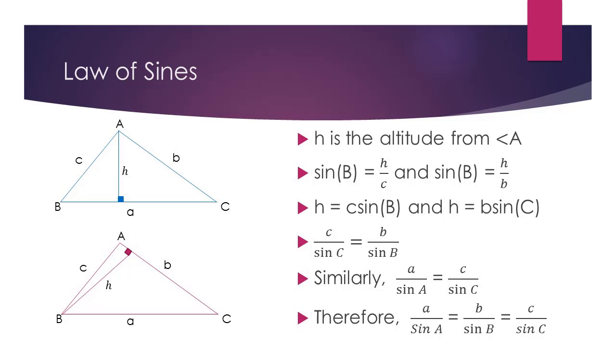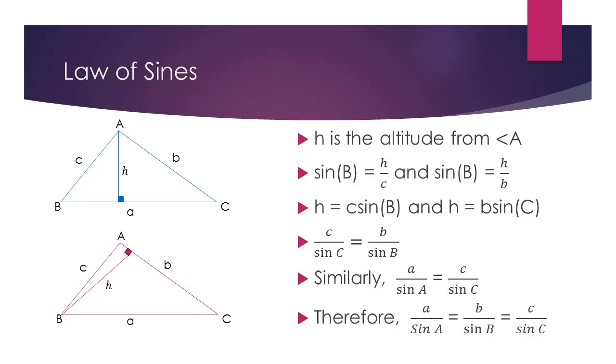Similarly, I've also drawn a pink triangle, triangle ABC, where capital A, capital B, and capital C denote angle measures, and lowercase a, lowercase b, and lowercase c all denote the side lengths opposite those angle measures. This time, though, I've drawn the altitude from angle B. And as I said, similarly, we get a over sine A is equal to c over sine C. Now, putting these two together, we get a over sine A is equal to b over sine B is equal to c over sine C. And that is the law of sines.